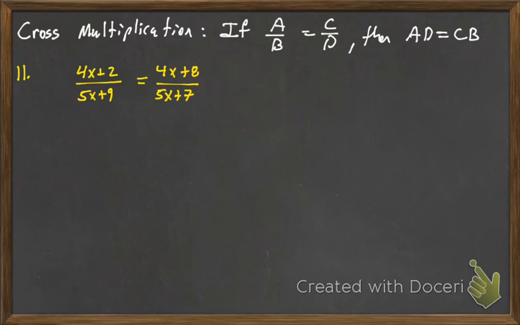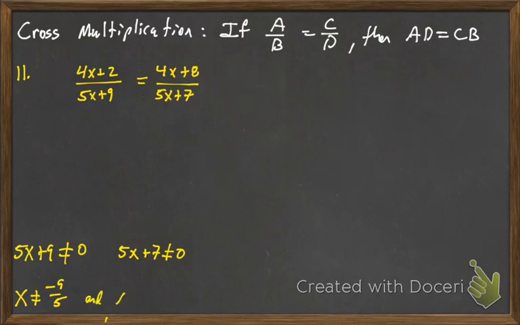5x plus 7. Now, if I wanted to, I could check what the restrictions are. The way these particular ones are rigged, I'm not going to have an extraneous solution. I'm not going to have a bad answer. So if we subtract 9 and then divide by 5, and then if we subtract 7 and then divide by 5, that's going to be my two restrictions.